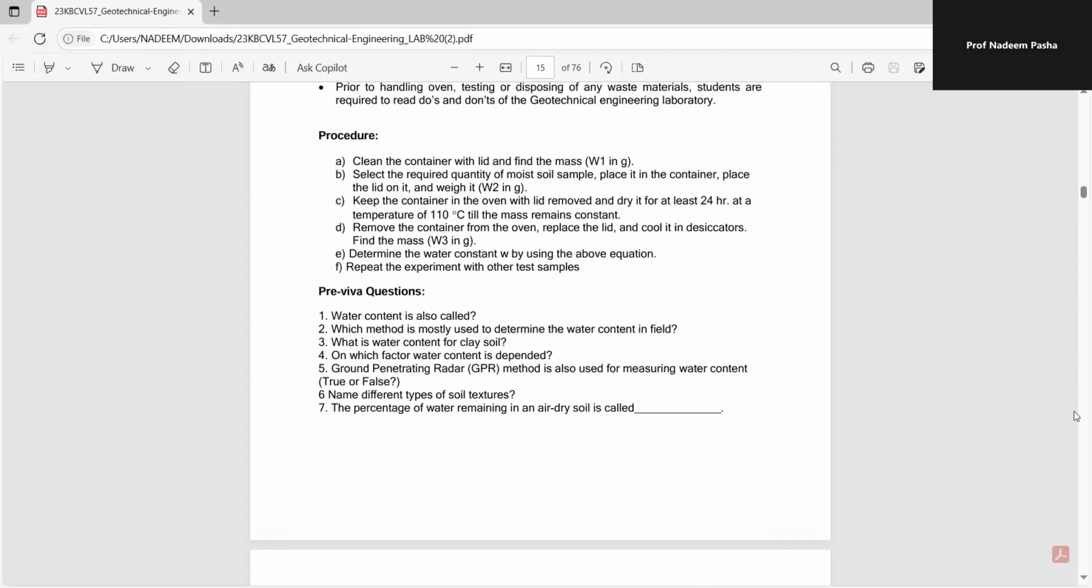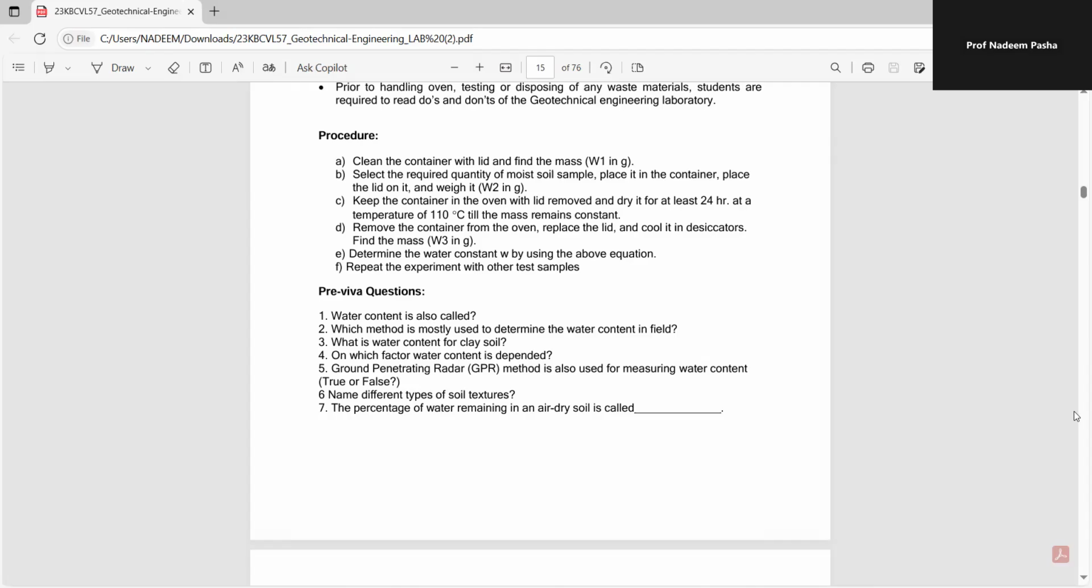Second step is you have to select the required quantity of moist soil sample. So the quantity of soil sample is not defined here. In the earlier experiment, 30 gram, 25 gram, it was clearly stated. But in this experiment, depending upon the unit, you can take the soil sample.